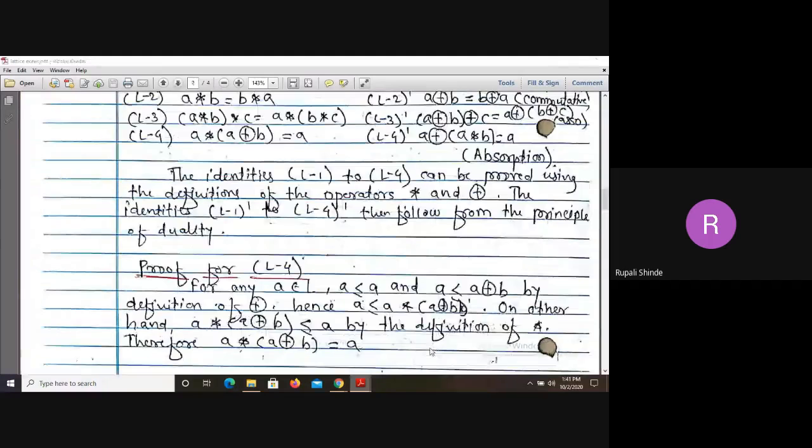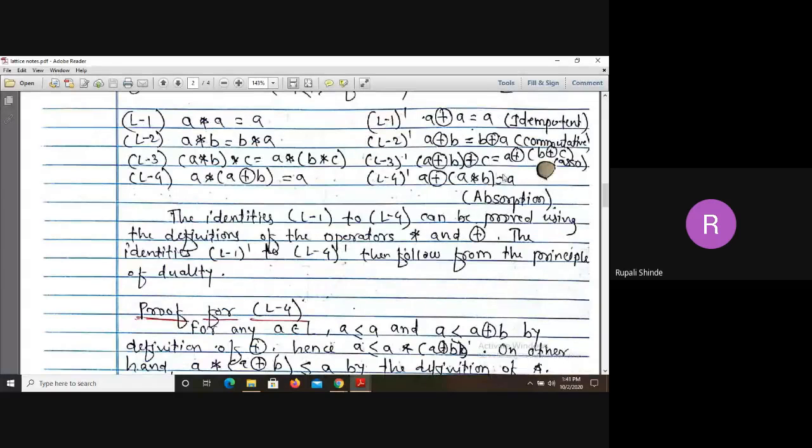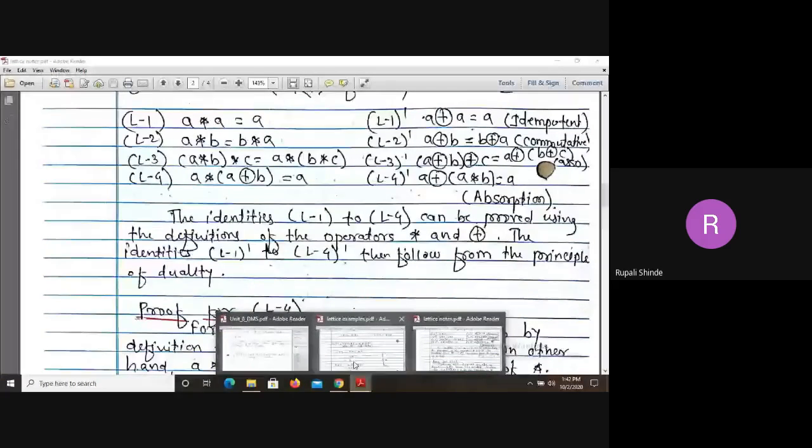Now check for the next property, and that is absorption. So what is this absorption property? A ∧ (A ∨ B) is equal to A, and for the join operation, A ∨ (A ∧ B) is equal to A. Now again we have to write the proof for this property. So first of all, consider the first statement, that is A ∧ (A ∨ B) equal to A. Now we have to prove it.